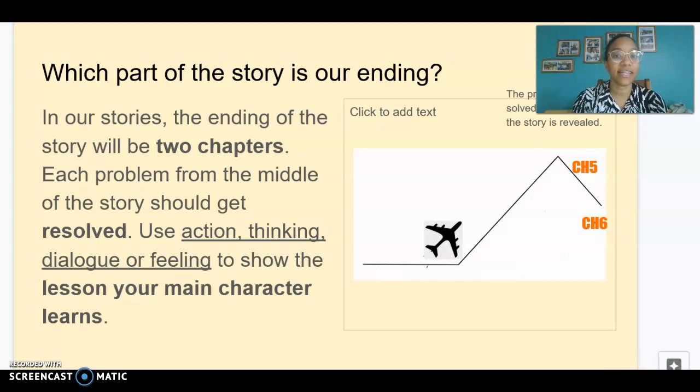Which part of the story is the ending? Well, in our stories, these will be 2 chapters, and each problem from the middle should get resolved at the end of the story. You must use action, thinking, dialogue, or feeling to show the lesson that your main character learns. Now, you don't have to come out and say, "and so he learned blah, blah, blah." You can show us that change. You can show us that realization for the character.